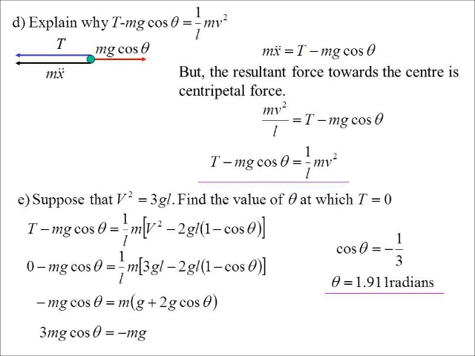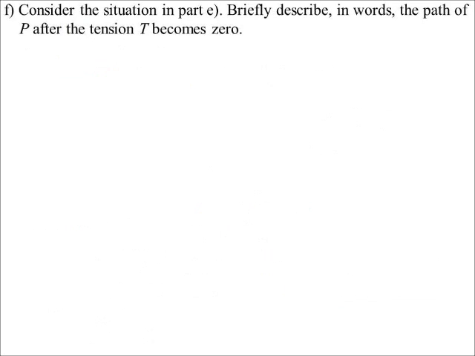Right. Back to part F. These are the questions I know you love, where you have to describe what's happening, because I know how you enjoy these sort of things. Consider the situation in part E. Briefly describe in words the path of our particle after the tension becomes 0. So you're spinning an object in a circle, but it's tension that's making it go in the circle. But all of a sudden, at some point, there's no tension.